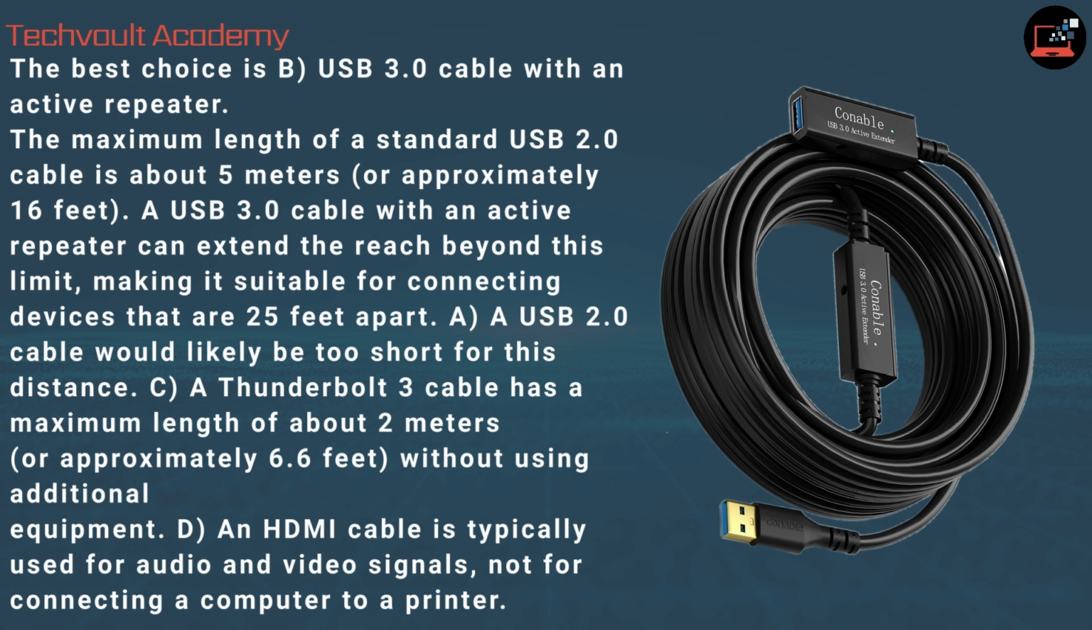C, a Thunderbolt 3 cable has a maximum length of about 2 meters, or approximately 6.6 feet, without using additional equipment. D, an HDMI cable is typically used for audio and video signals, not for connecting a computer to a printer.